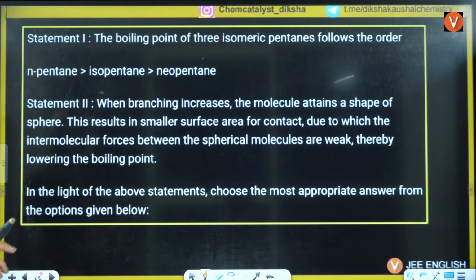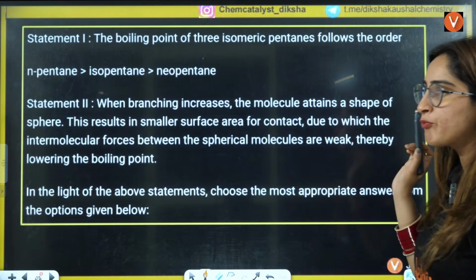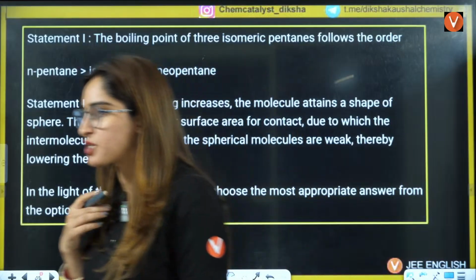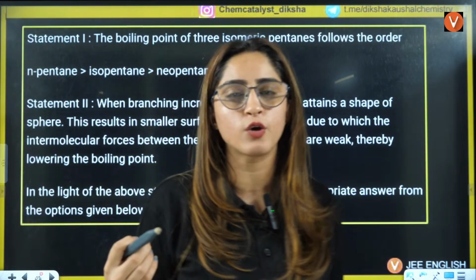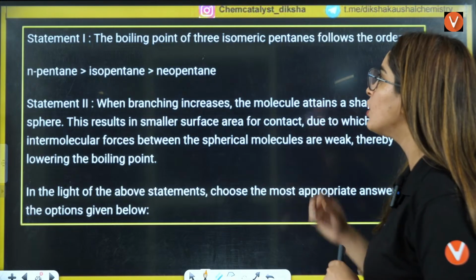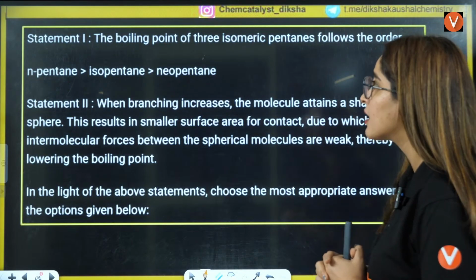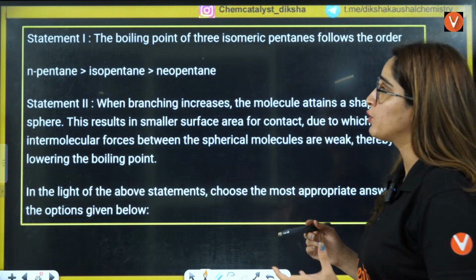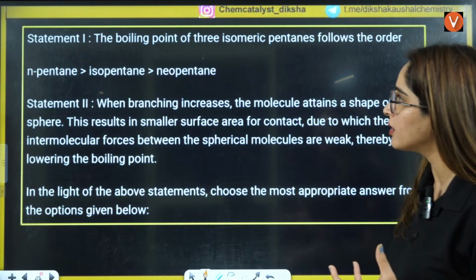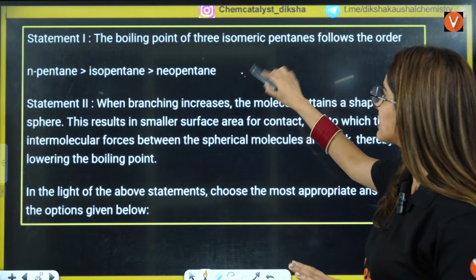Next question, we have the boiling point of isomeric pentanes, try to answer these questions. So very quickly I am summarizing all these questions for you because I know the time is very precious for all of you. The boiling points of 3 isomeric pentanes are this. We know that the more the branching, the lower the boiling point. That is inversely proportional, so that is correct.